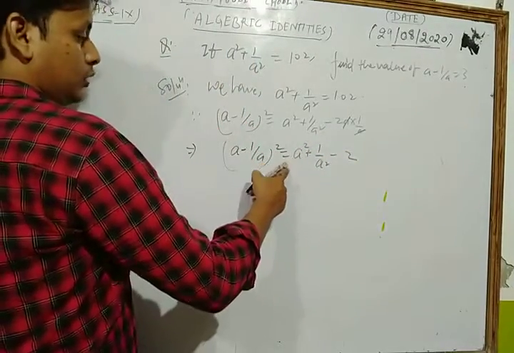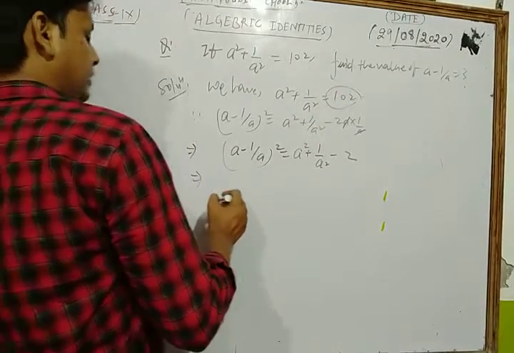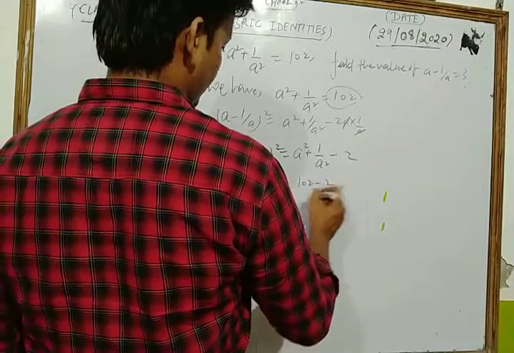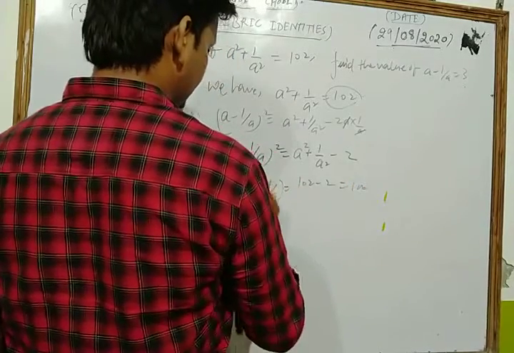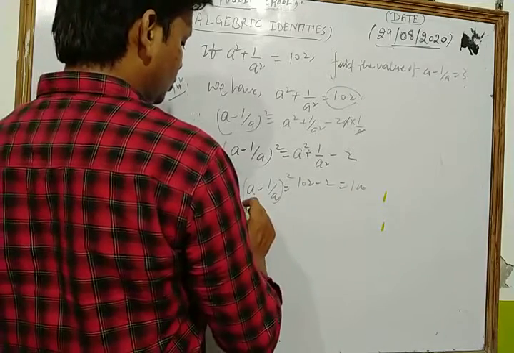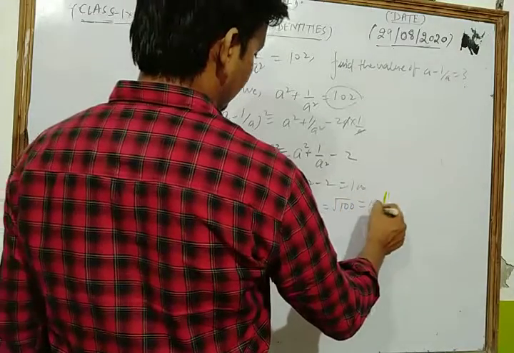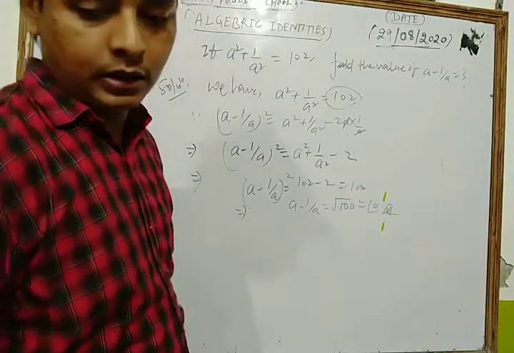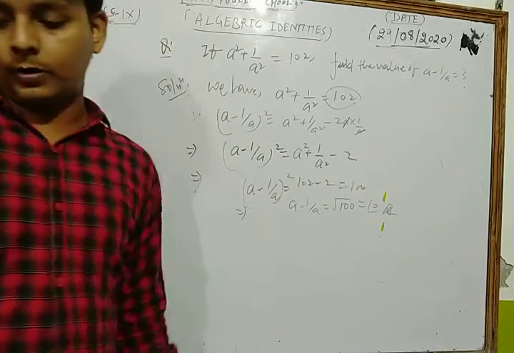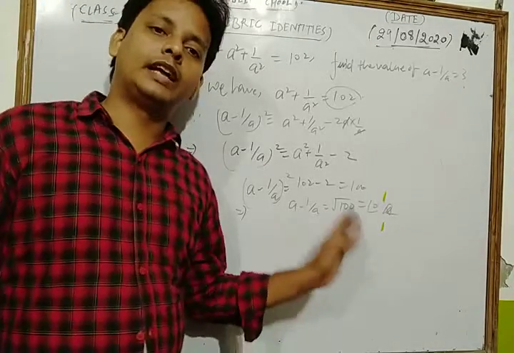Now we put the value of a square plus 1 upon a square, which is given in our question as 102. So we have 102 minus 2, that is 100. This is a square on that side, so if we take the square root, we write a minus 1 upon a is equal to under root 100, that is 10. So 10 is our answer. So dear student, in this way you can solve that type of question.